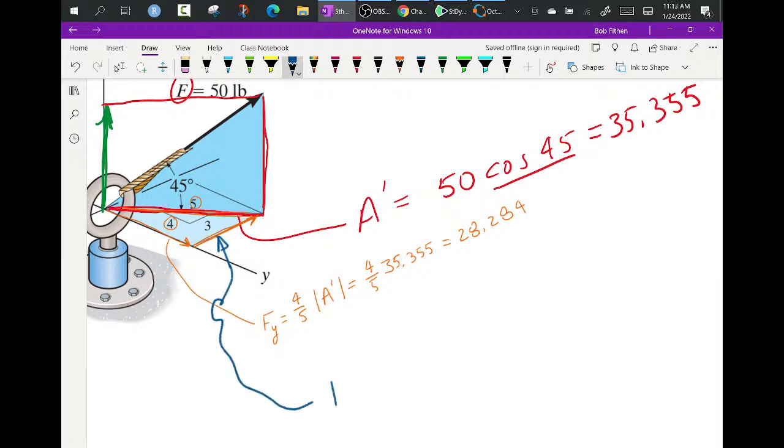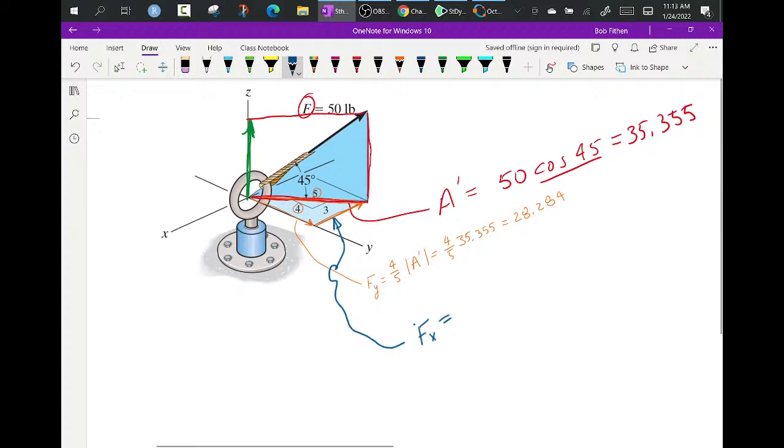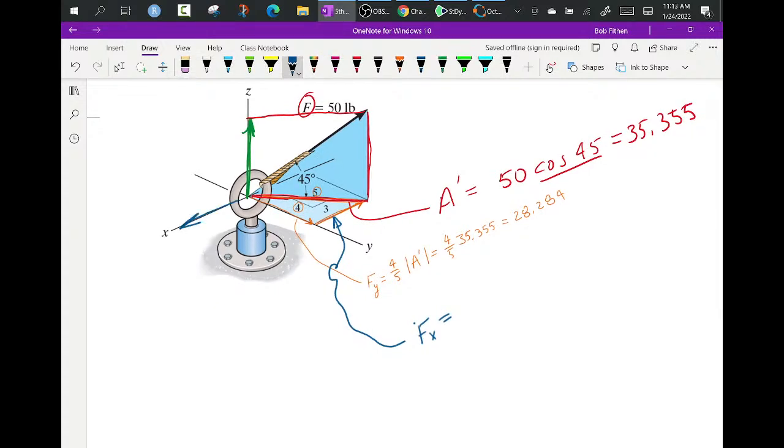Okay, so the F x, now here I have to be careful because the positive direction is this way. This vector is going the other way. So I'm going to go ahead and put the minus sign right there on it. And it's a ratio of 3/5, 3/5 of the length of that shadow vector that was dropped there, or minus 3/5.